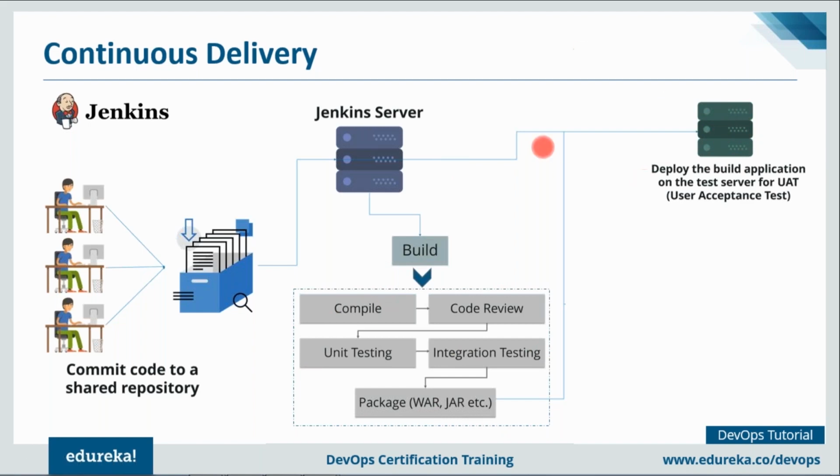So let us summarize continuous delivery again. The moment any developer makes a change in the source code, Jenkins will pull that code and prepare a build. Once the build is successful, Jenkins will take the built application and deploy it onto the test server for end user testing or user acceptance test. So this is basically what continuous delivery is. This happens in a continuous fashion.